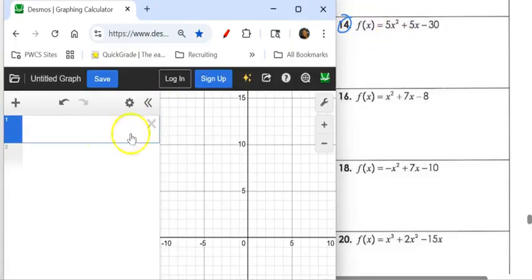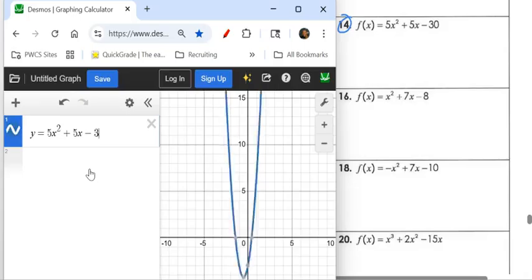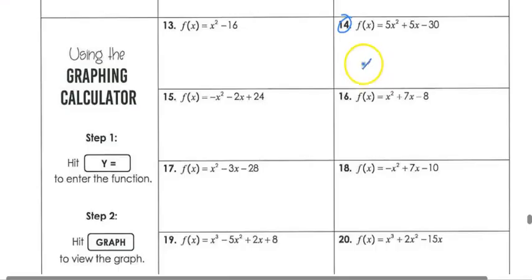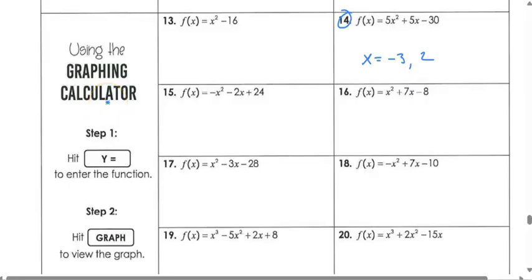So I'm going to go ahead and type my equation. f of x is the same thing as y, so I'm going to type it as y equals 5x squared plus 5x minus 30. And I'm looking for the places where it touches the x-axis. So my solutions there are -3 and +2. So my zeros would be x equals -3 and +2. All right, so Desmos or some other graphing calculator will be your tool of choice here.